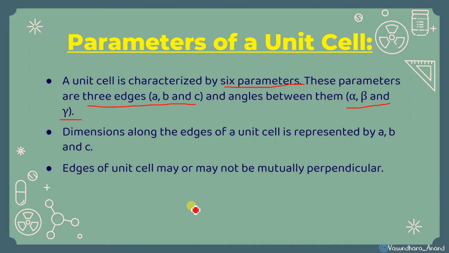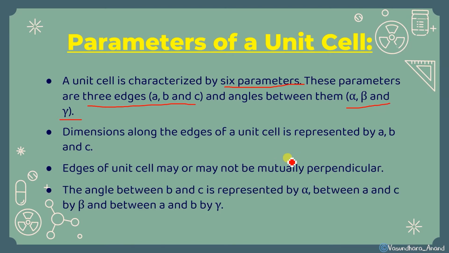The edges of the unit cell may or may not be mutually perpendicular. It depends. If it is cubic, then obviously all 3 will be mutually perpendicular. But if it is not cubic, then the angle will not be 90 degrees and hence they will not be mutually perpendicular. I hope it is clear.